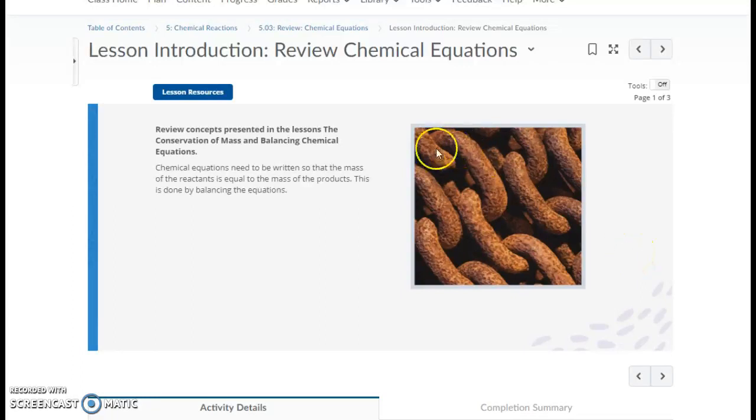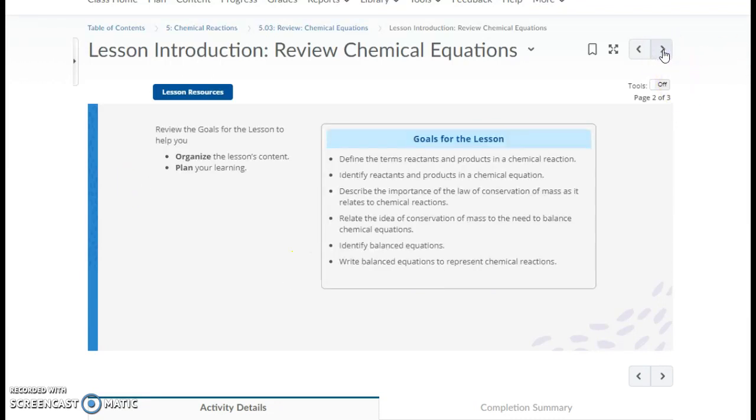This is Mrs. KJ going over Lesson 5.03, Review Chemical Equations for Core Chemistry. We review concepts presented in the lessons of conservation of mass and balancing chemical equations. Chemical equations need to be written so that the mass of the reactants is equal to the mass of the products. This is done by balancing the equations.